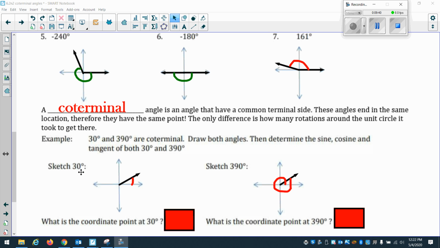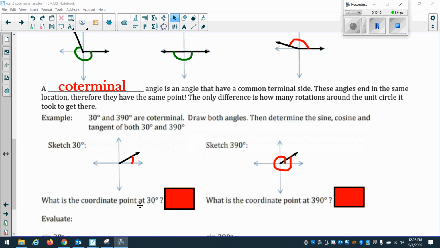Okay, so we're now looking at an example. 30 degrees and 390 are coterminal. So we're going to draw both angles, which I did below, then determine sine, cosine, and tangent for both 30 and 390. So 30 degrees falls on the unit circle. It's in the first quadrant. Okay. 390, if we take 390 minus 360, we end up getting 30 degrees. However, you're making one full rotation plus 30 degrees, and you're ending at the same point.